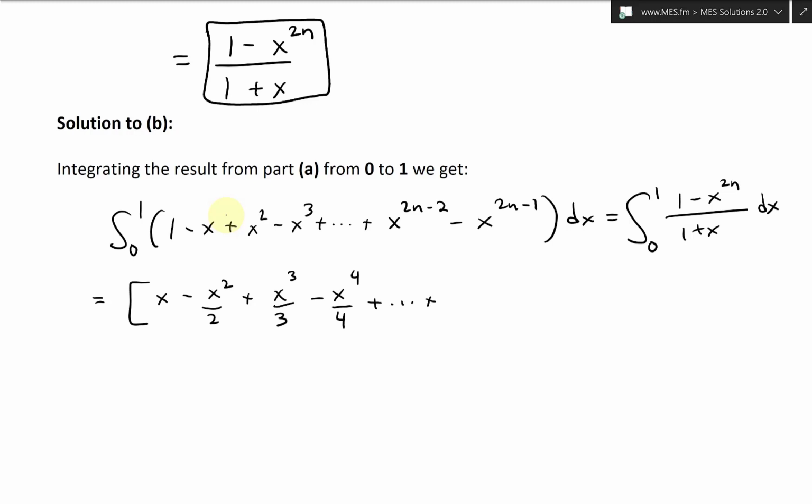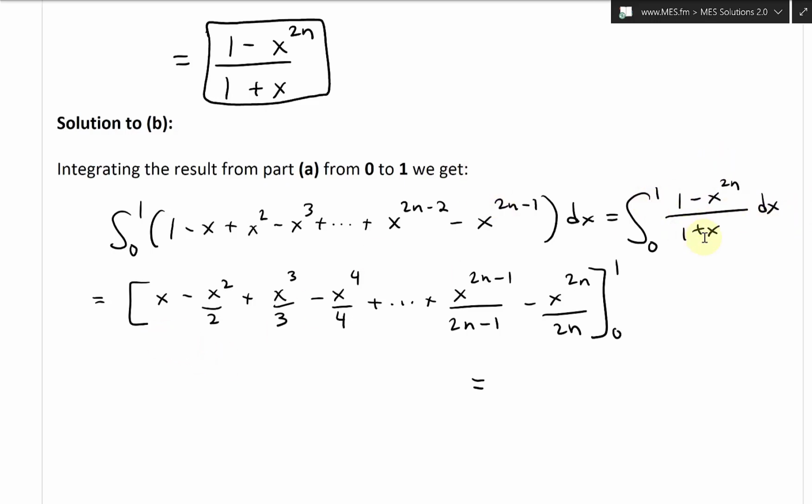The next one, we're going to add a power, so x to the 2n minus 1, and then divide by that, 2n minus 1. The next one here, add a power, minus x to the 2n over 2n, like that. And we're going to be evaluating this from 0 to 1. Now this whole thing equals, and I'm going to put it on the right side now. So that was the left side, this is the right side.